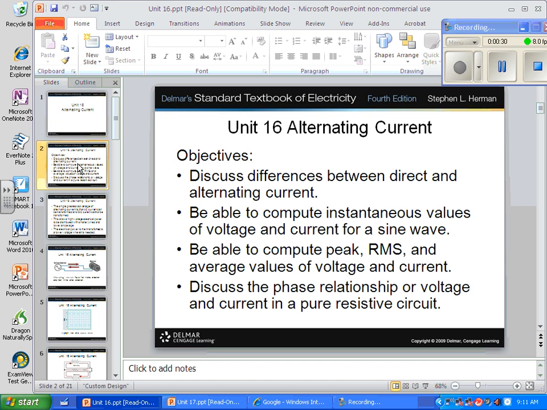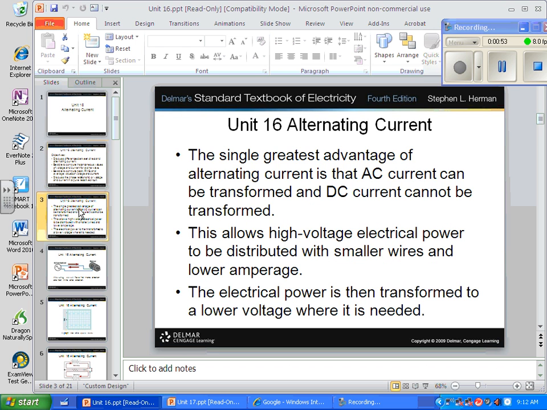Okay, we're going to talk about the difference between direct current and AC. We're going to be able to compute instantaneous values of voltage and current for a peak sine wave, because we're going to talk about how AC is made. Be able to compute peak, RMS and average values of voltage and current. Discuss the phase relationship of voltage and current in a pure resistance circuit. Remember, we talked about pure resistance circuits because it keeps things simple.